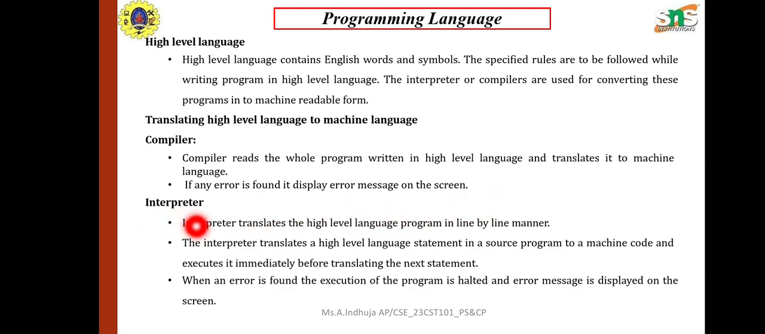The interpreter translates the high level language program in a line by line manner. The interpreter translates a high level language statement in a source program to machine code and executes it immediately before translating the next statement. When an error is found, the execution of the program is halted and an error message is displayed on the screen. So these are the three programming languages we saw.